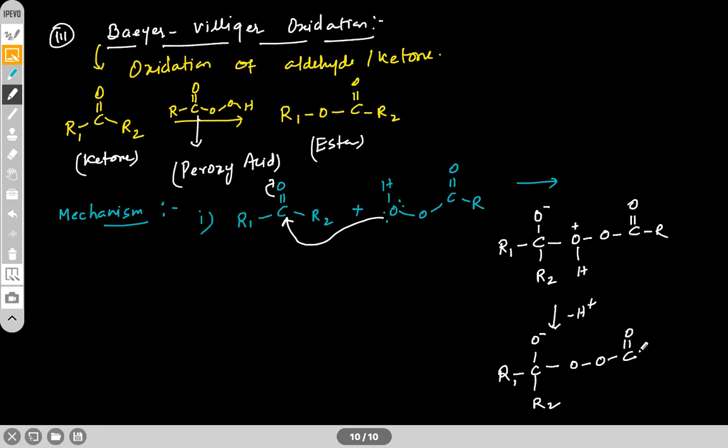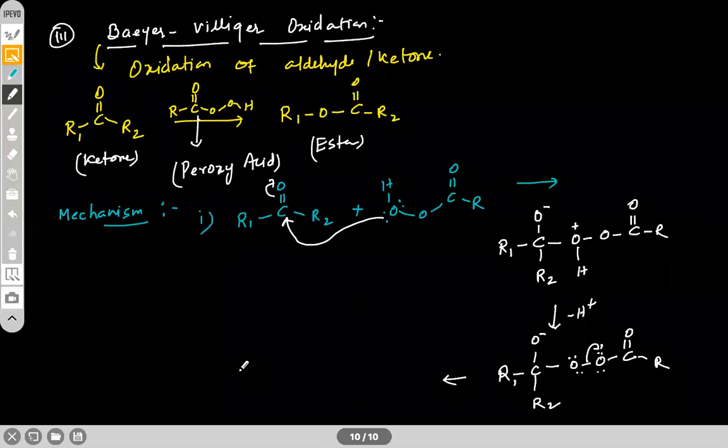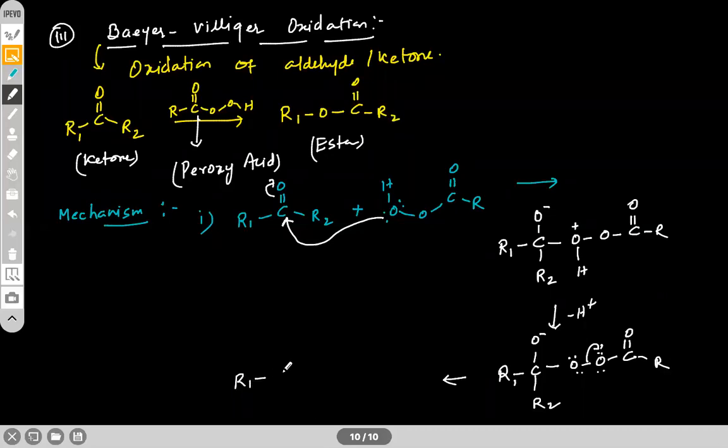C double bond O R. We get this. Now here we have a peroxy linkage, so this is not stable, right? One of the oxygen takes the bond pair of electrons and goes out, and it converts into R1CO minus, R2O positive charge, plus O negative charge.